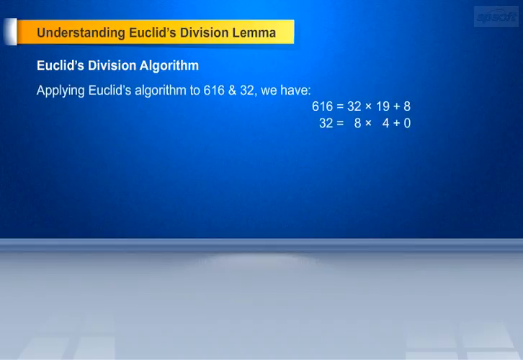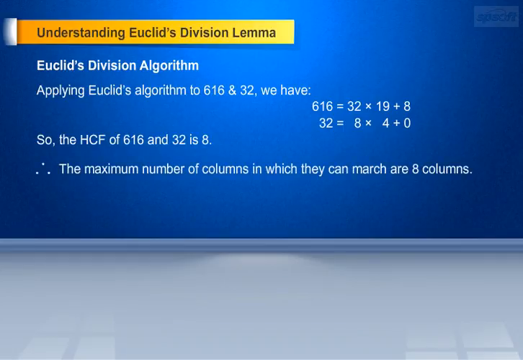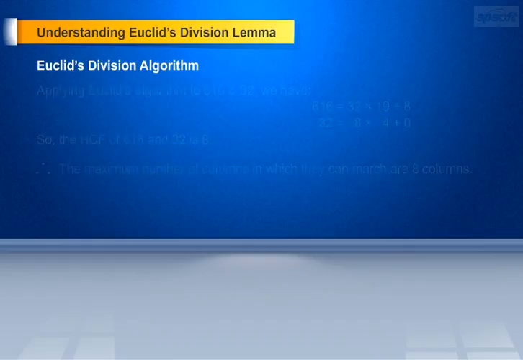Applying Euclid's algorithm to 616 and 32, we have 616 equals 32 into 19 plus 8. As the remainder is not 0, division is continued. 32 equals 8 into 4 plus 0. As the remainder equals 0, division is stopped. So, the HCF of 616 and 32 is 8. Therefore, the maximum number of columns in which they can march is 8 columns.